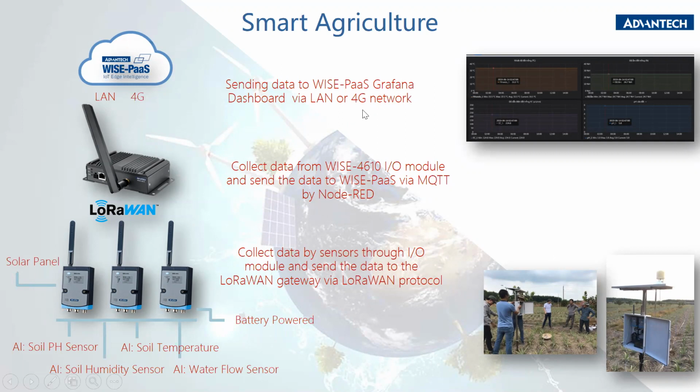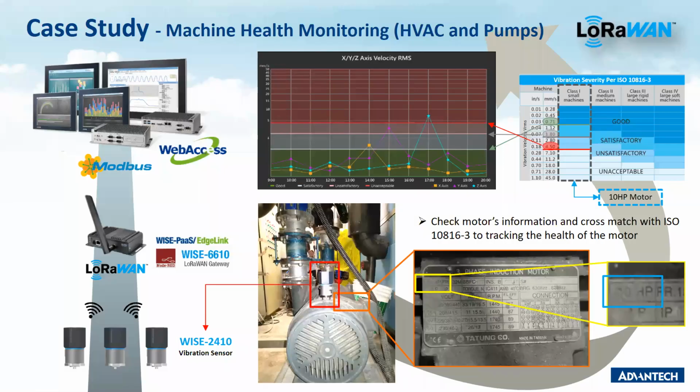In this example, we're looking at a smart agriculture application, measuring soil temperature, pH, humidity, and soil moisture, essentially, collected through the I/O modules. Remember these I/O modules here on the bottom of the unit, sending over LoRa and being presented through WisePass in this case, and then being visualized in a Grafana dashboard. So this is a very cool application for smart agriculture.